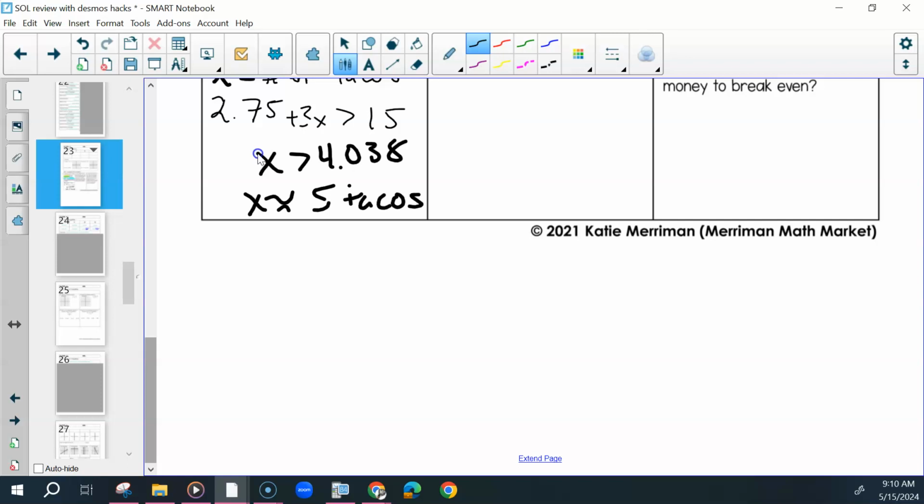So he would need to buy at least 5 tacos. He could spend more than that. It was supposed to be approximately 5 tacos, but orders being weird today. If he bought more than that, that'd be great, but he couldn't buy less than that. Questions on that before we do 14?